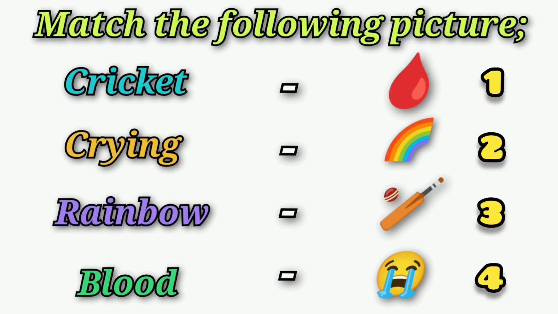The names are cricket, crying, rainbow, blood. On the right side are the pictures: first image, second image, third image, fourth image. Then we choose the correct answer, first for cricket. Match the correct picture for cricket. The third position is a cricket bat and cricket. This is the correct answer. For the name cricket, the third picture is the correct answer.